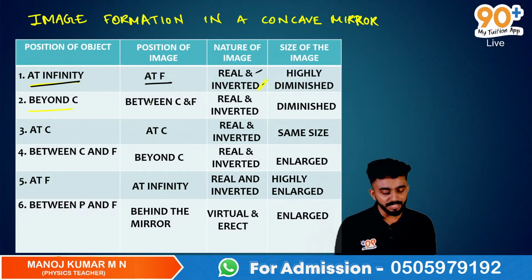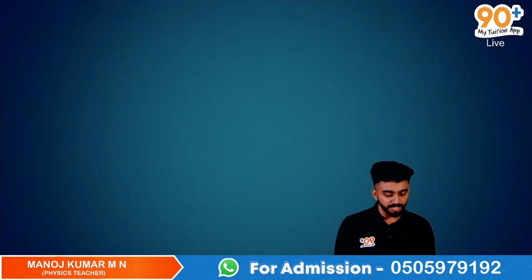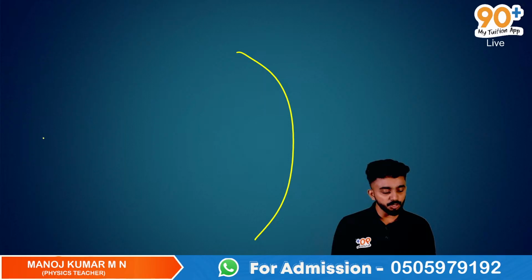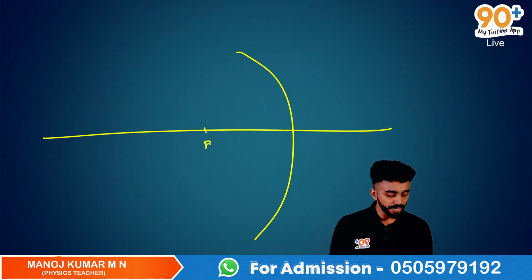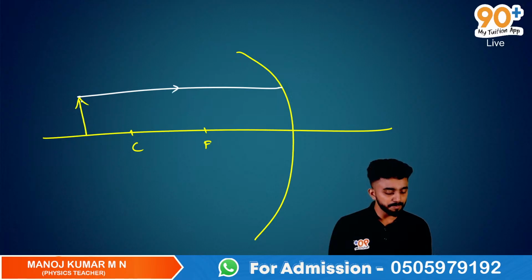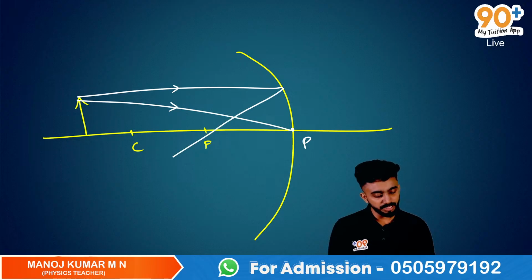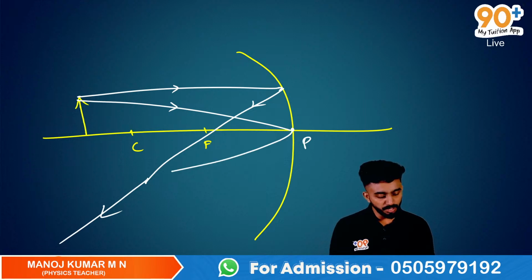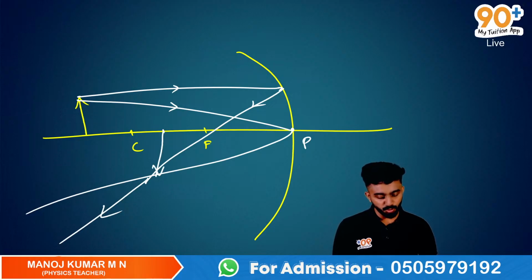In the case of beyond C, what will happen? The image will be formed between C and F. So that is the error we had over here in this case. Let's say you are considering the object beyond C. In this case, you can consider a ray incident parallel to the principal axis and another ray incident on the pole. In this case, it will work because this ray will go like this after reflection. This ray will make the same angle after reflection. Where will we get the image? We'll get the image over here.